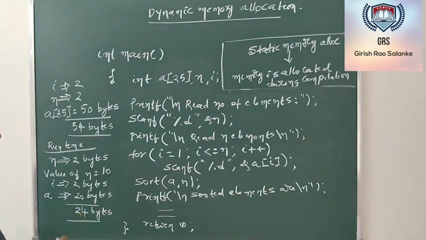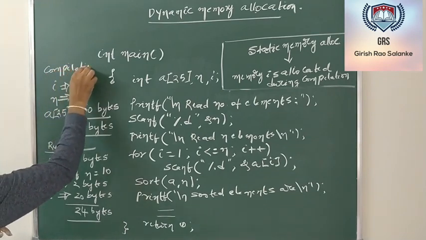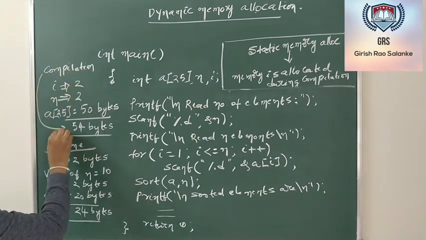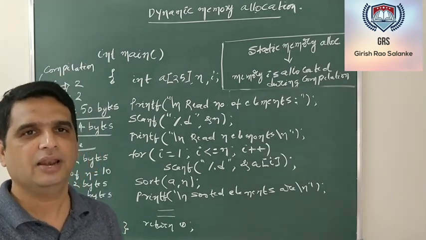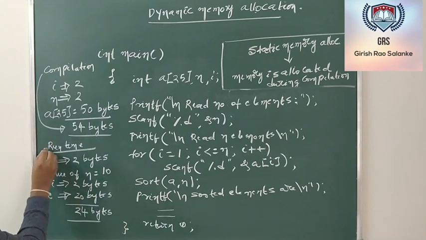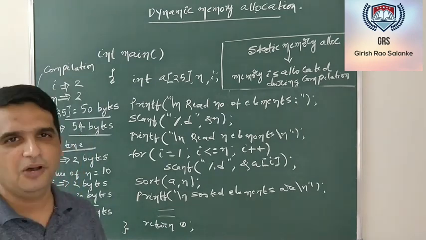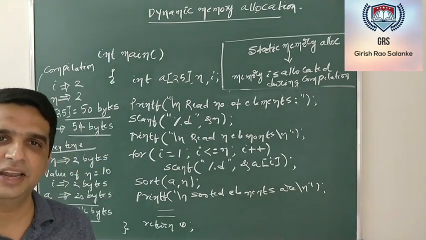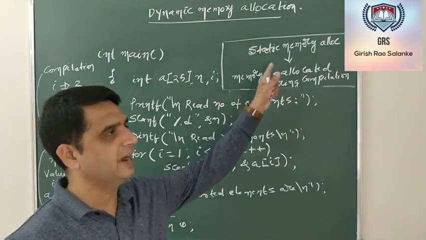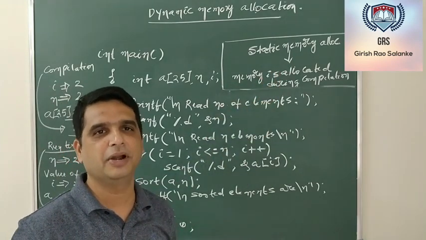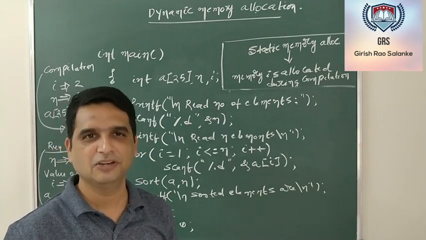Please note the difference. During compilation time, I am allocating memory of 54 bytes in my stack region. But while actually running the program, I am utilizing only 24 bytes of these 54 bytes. So how much is the wastage? Wastage is 30 bytes. This is one of the drawbacks of static memory allocation. To overcome this drawback, we go for dynamic memory allocation. Hope the concept is clear.